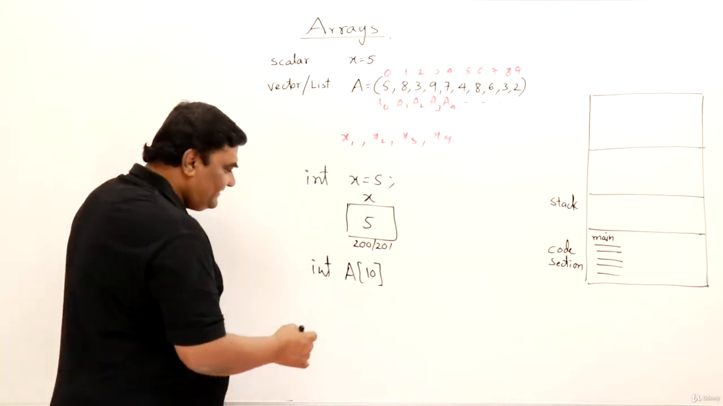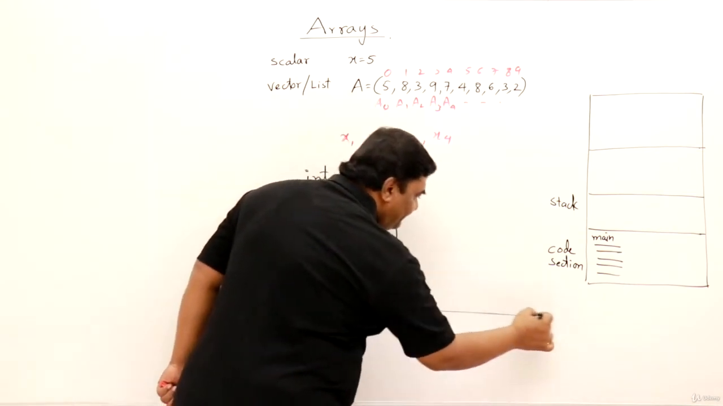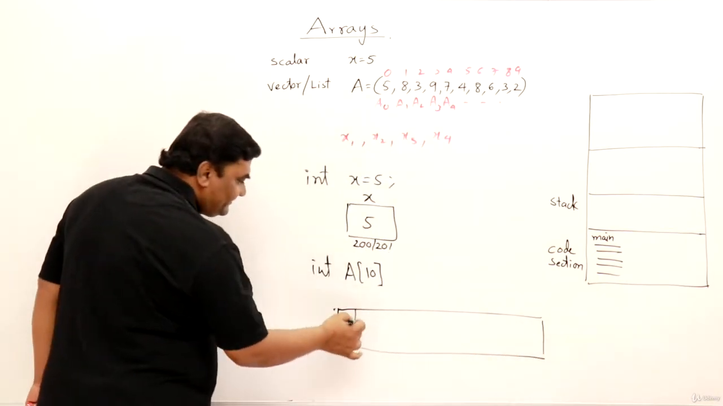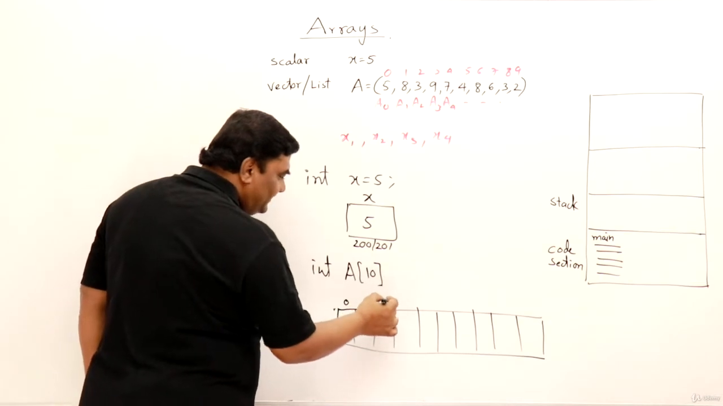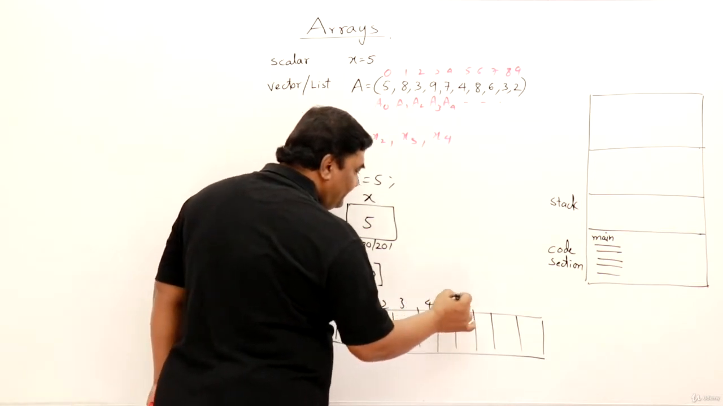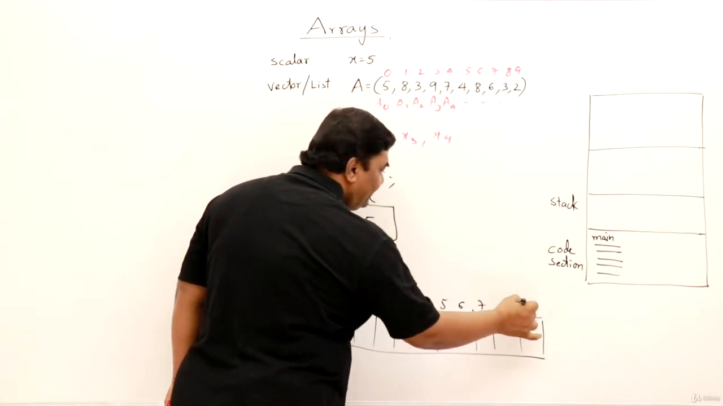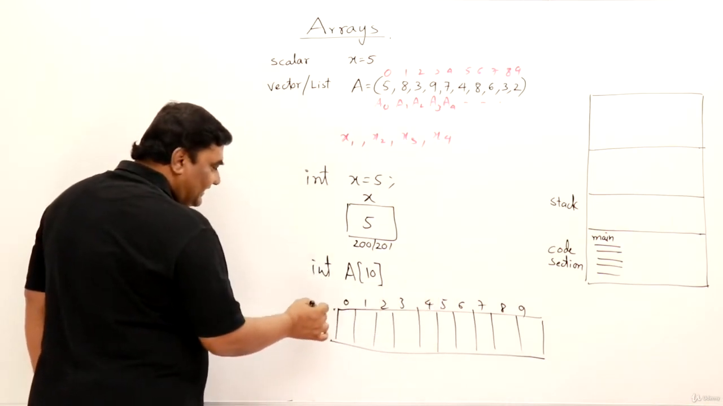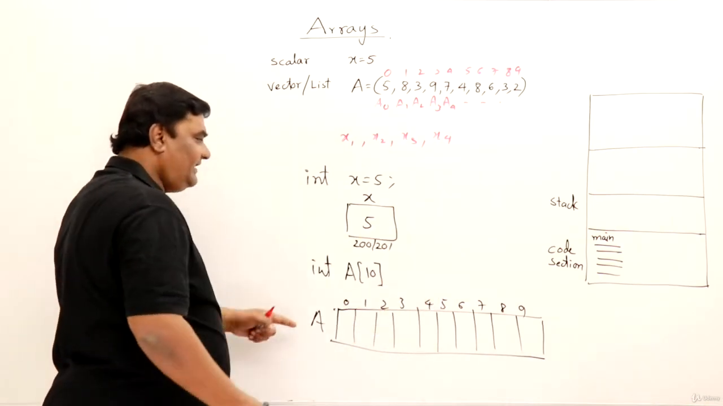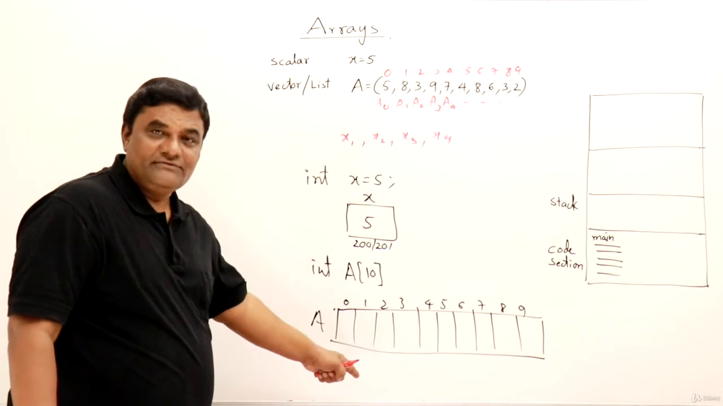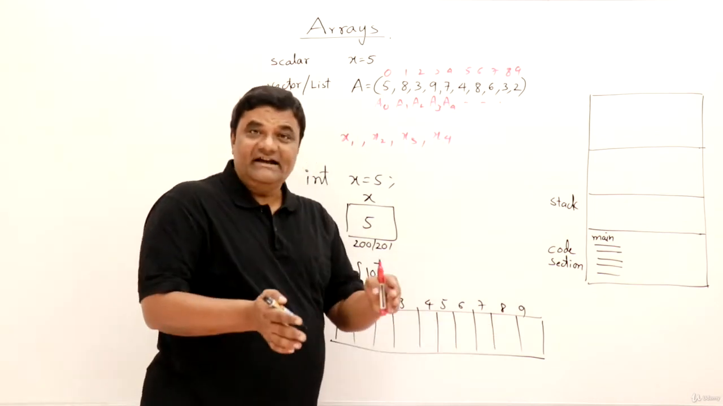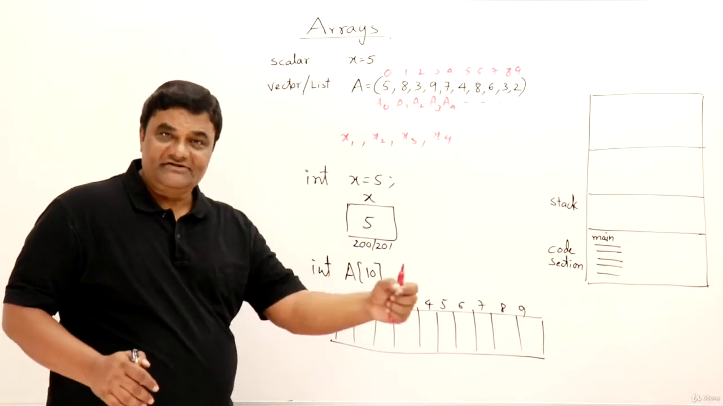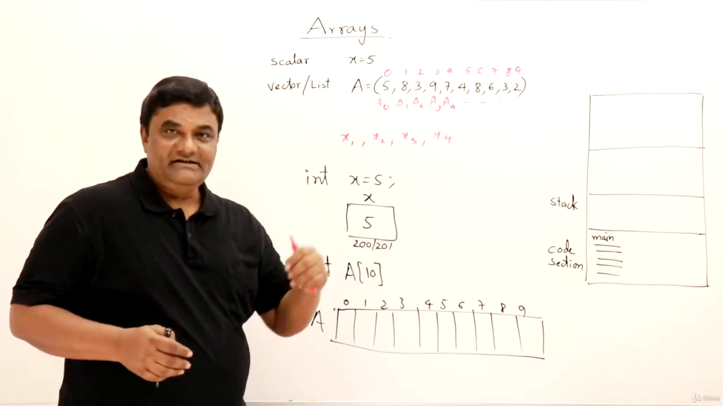Then how does it look in the memory? It will allocate memory for 10 integers. These are all 10 integers. Now this is index 0, 1, 2, 3, 4, 5, 6, 7, 8, 9. So these are the indices, and the name for all of them is A. This is what we call an array. All these 10 integers are side by side. We say contiguous, or side by side.